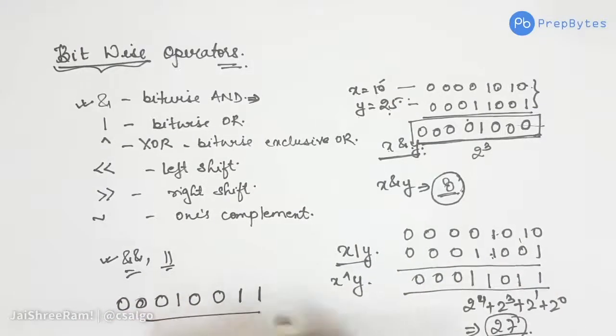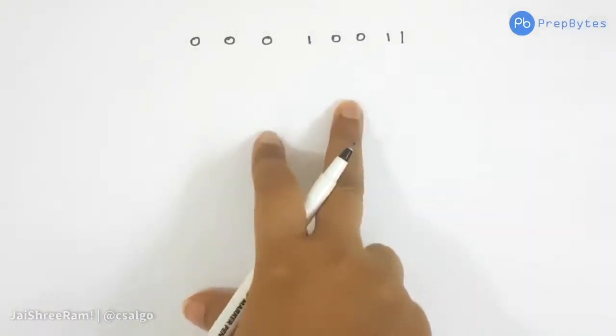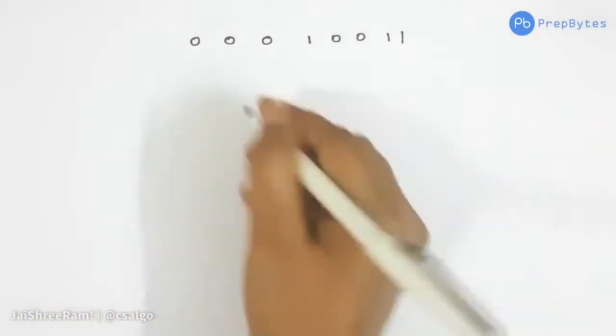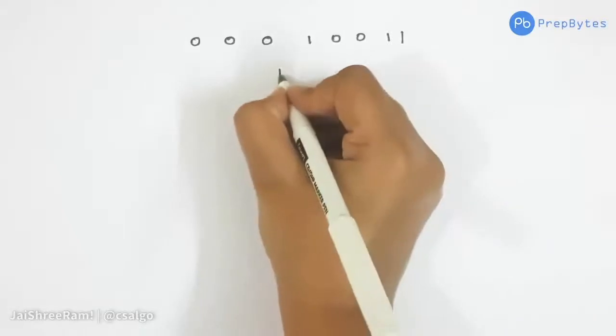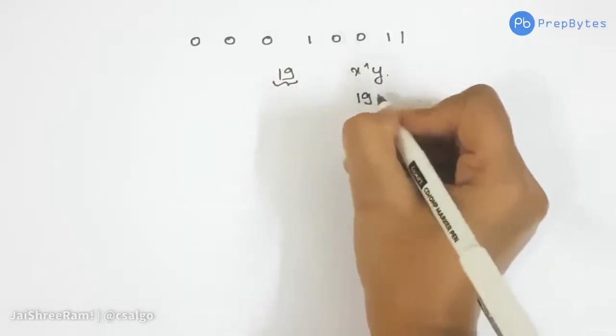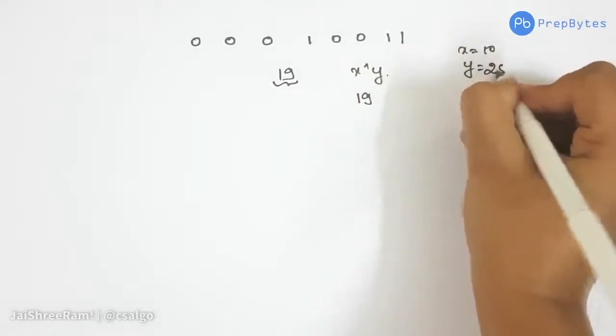So what do you get as result? This is the binary string that you get as result. So we had seen that this was the resultant of the exclusive OR. Let's see what will be the decimal value of this. The decimal value for this is going to be 19. So x XOR y gives me 19 for x equal to 10 and y equal to 25.